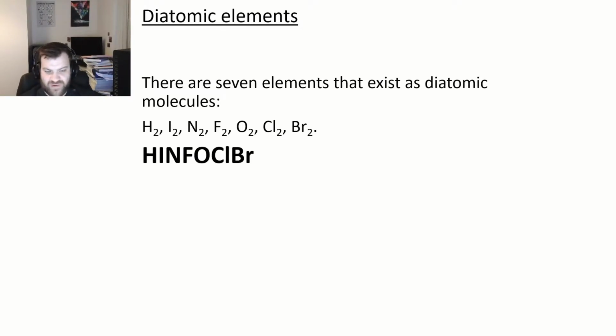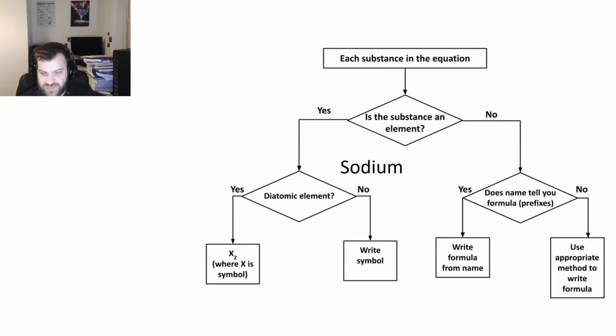Another way you can possibly remember them is by "Hinfobrclif", or you may have a different way of remembering which ones are diatomic. Sodium is not diatomic, so we just write the formula as the symbol in the periodic table, which is Na. If we look at nitrogen, again, we have got an element. We have this time got one of our diatomic elements, which means we're going to write it as N2.